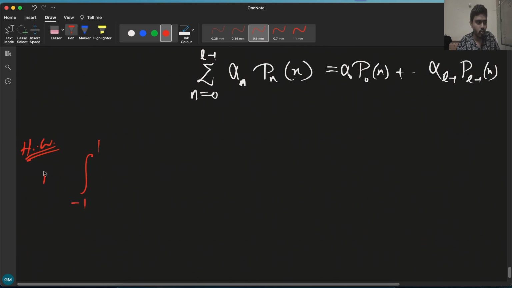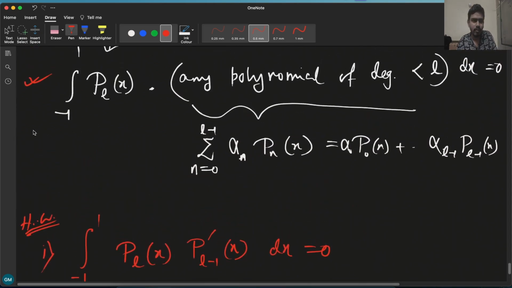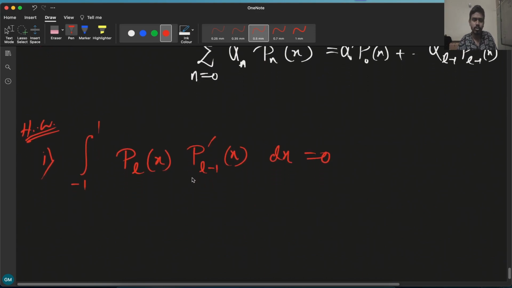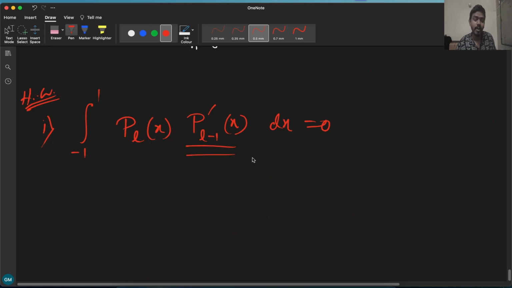Homework 1: prove that the integral from -1 to 1 of P_L(x) P'_{L-1}(x) dx equals 0. To prove it, you need to take the help of this corollary. This P'_{L-1}(x) will be a polynomial, right? And what will be the degree of it? You can think about that. It will be less than L, it will be less than L minus 1 also. So it will follow from the corollary that I showed.